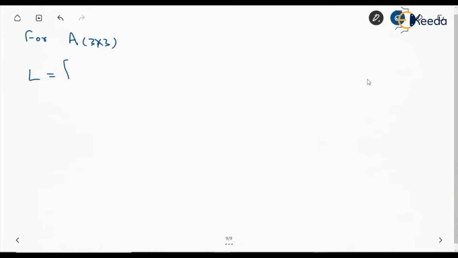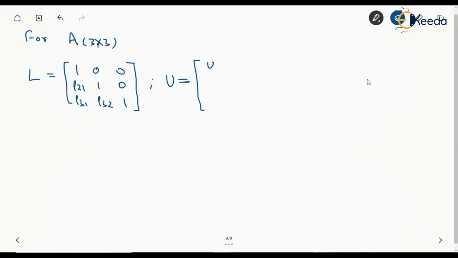So for this A equal to 3 cross 3 matrix, we can have this L as its diagonal elements being 1. Of course upper elements will be 0, and rest are the unknowns. So L21, L31, L32, these are the unknowns. And for this we will have U with all the unknowns other than 0 elements. So it will be U11, U12, U13, 0, U22, U23, 0, 0 and U33.